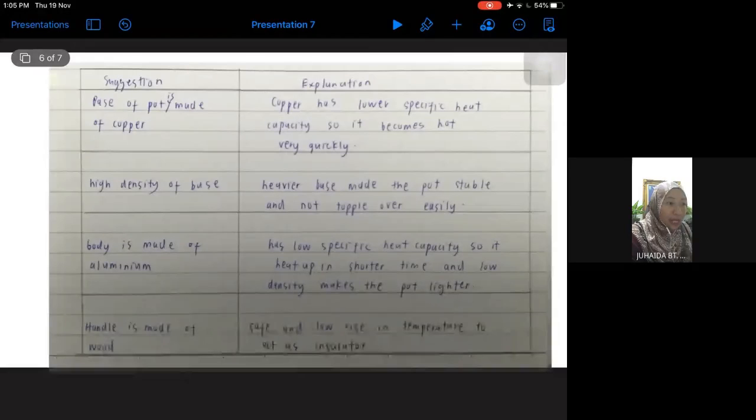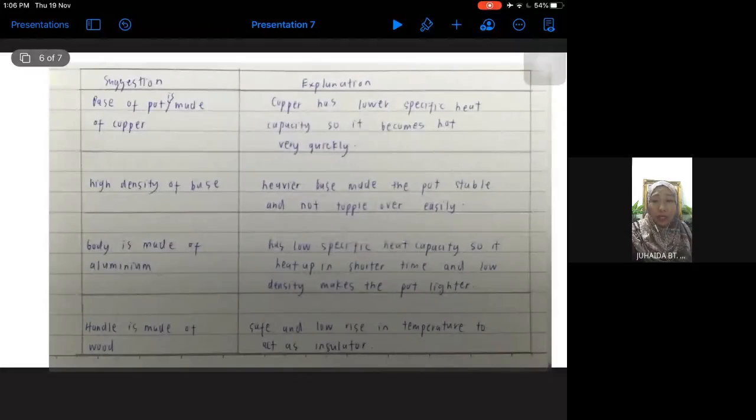Okay, so reason, heat up slower. Boleh? Yang ini dia kata safe and low rise in temperature to act as insulator. Kalau jawapan macam ni kan susah you nak tulis. You just tulis yang simple, yang senang orang nak faham. So dia heat up slower.